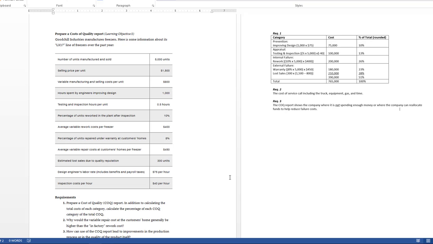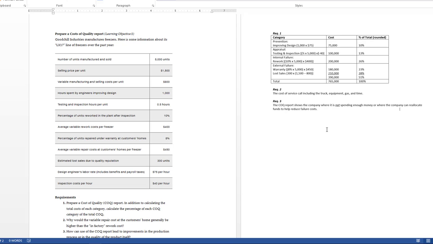Number 2, why would the variable repair cost at the customer's home generally be higher than the in-factory rework costs? Well, we know that there's other expenses, the service calls, including truck, equipment, gas, time. Those are just some examples here that could be involved with that.